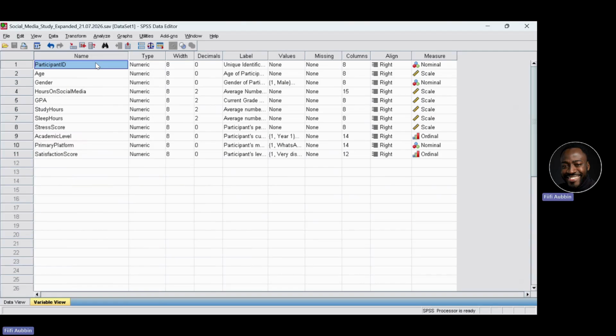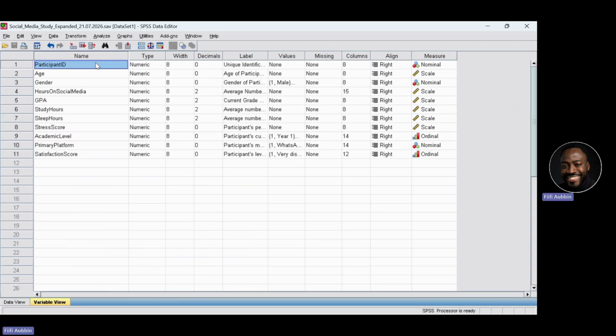Welcome back. We've now completed the theory behind correlation analysis, so it's time to apply what we've learned using SPSS. Throughout this demonstration, we will answer one research question: is there a relationship between the number of hours students spend on social media and their GPA? We will also explore relationships between several other variables in our data set.